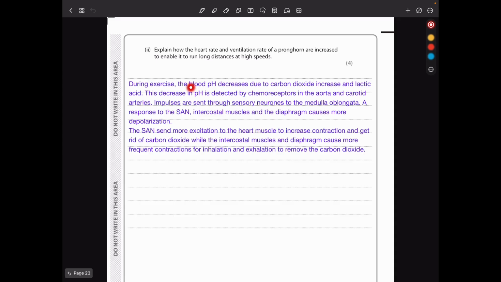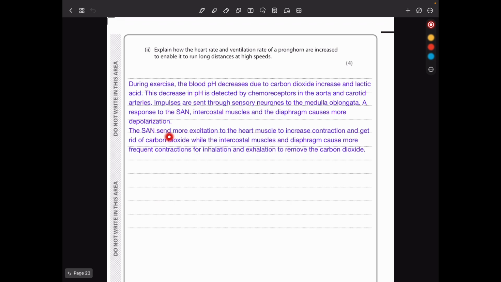So I say during exercise, the blood pH decreases due to carbon dioxide increase as well as lactic acid. This decrease in pH is detected by chemoreceptors in the aorta and carotid arteries. Impulses are sent through the sensory neurons to the medulla oblongata. A response to the sinoatrial node, intercostal muscles, and the diaphragm cause more depolarization.